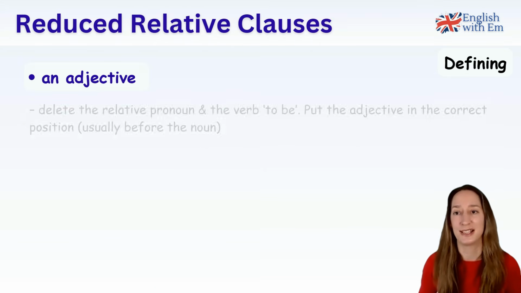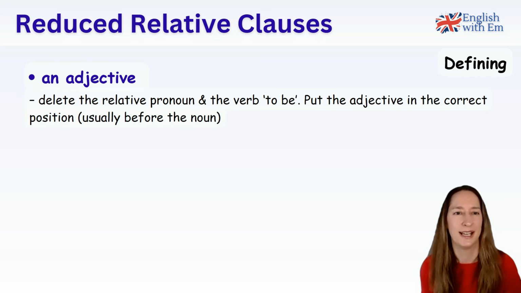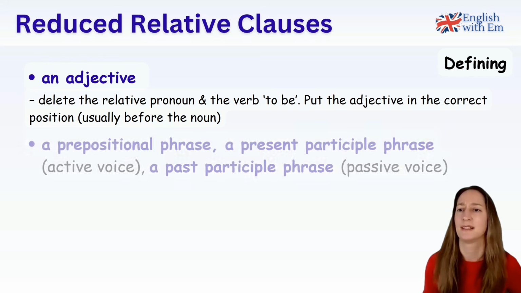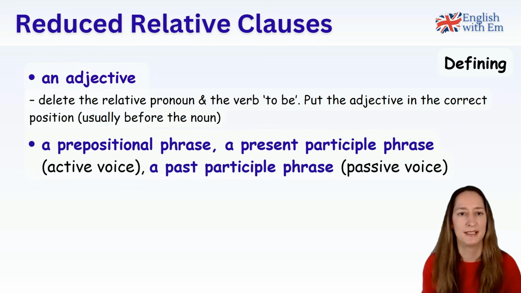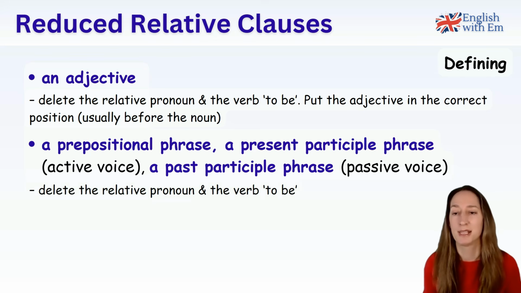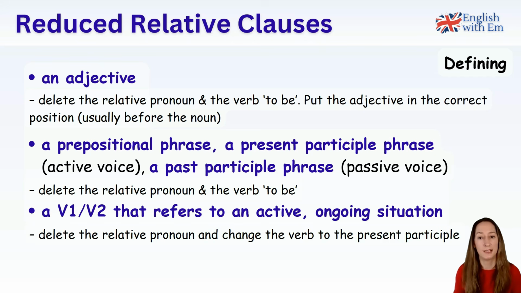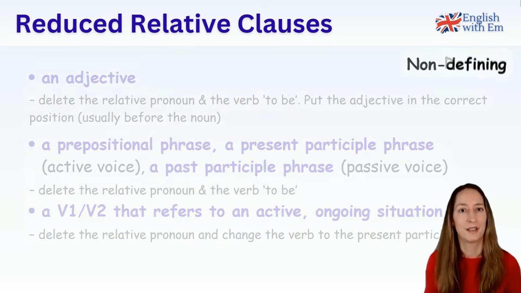So an adjective. Delete the relative pronoun and the verb to be and put the adjective in the correct position, usually before the noun. A prepositional phrase, present participle phrase or past participle phrase. Delete the relative pronoun and the verb to be. A verb 1 or verb 2 that refers to an active, ongoing situation. Delete the relative pronoun and change the verb to the present participle.